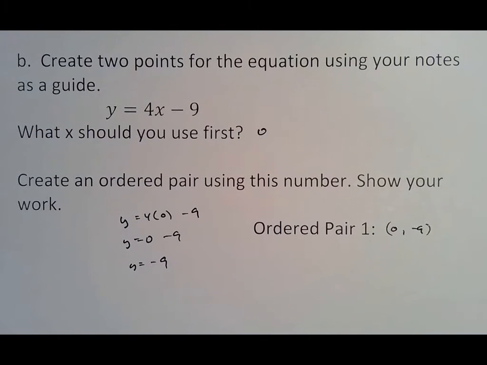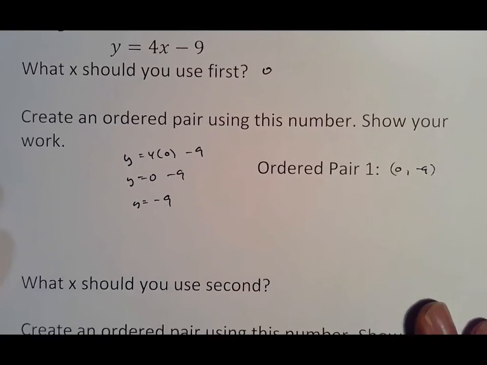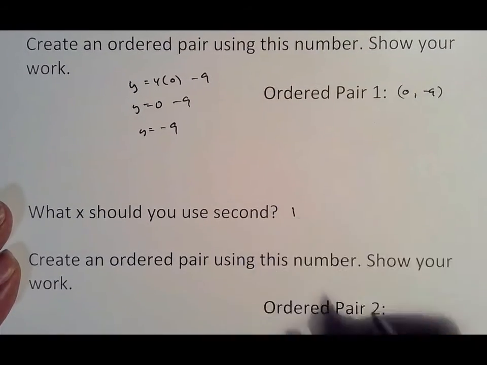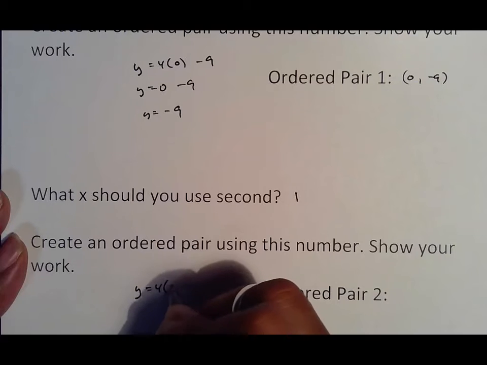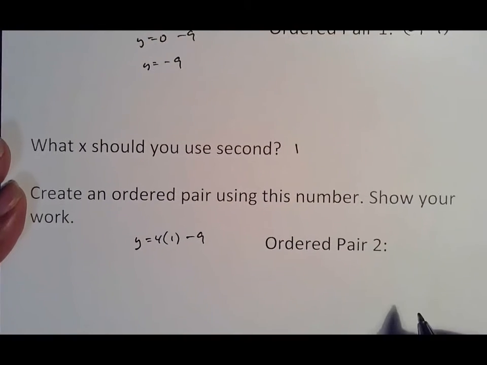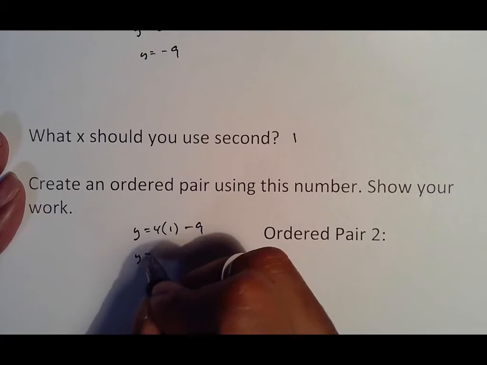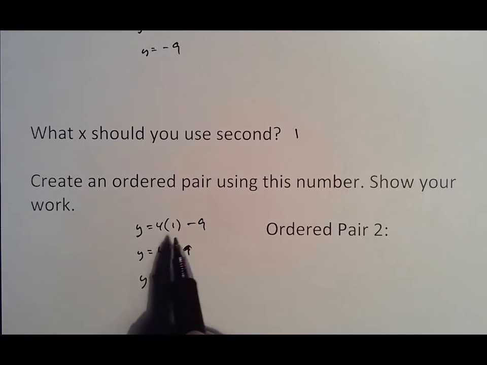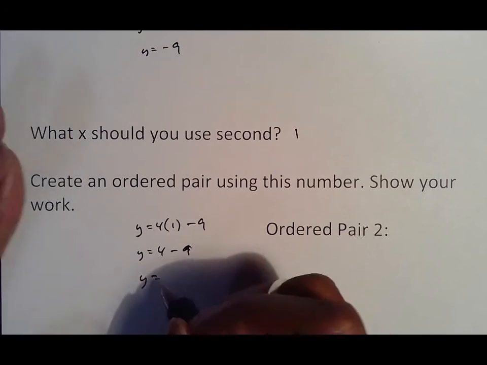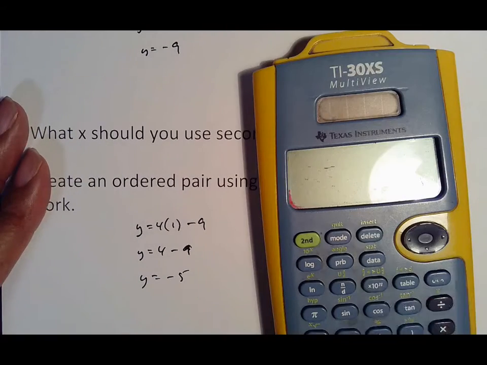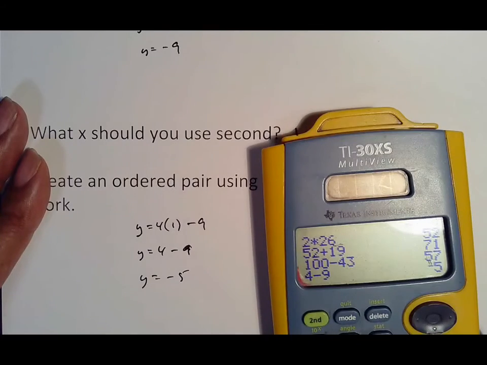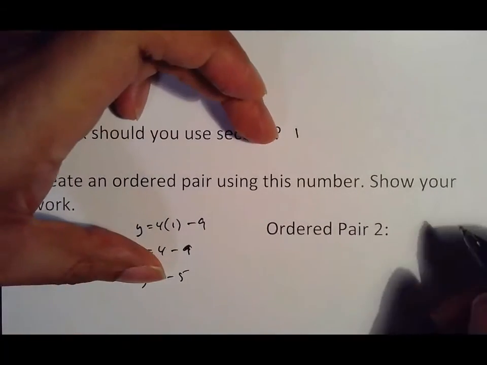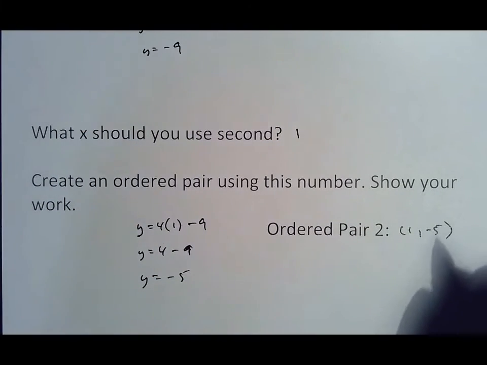We know that that's a location on the Cartesian plane because we just finished plotting those things. What x should you use second? 1. And even though you can't see it, it's going to be y equals 4 parentheses 1 minus 9. So from there, anything times 1 is itself. So 4 minus 9. Oh, here we go with a thing here. 4 minus 9 we're not used to seeing. So whenever you're not used to seeing that, think about the black-white game. +4, -9. I believe the negatives win by 5. And again, just to show you, 4 minus 9 is -5. There you go. So your ordered pair is 1, comma, -5.